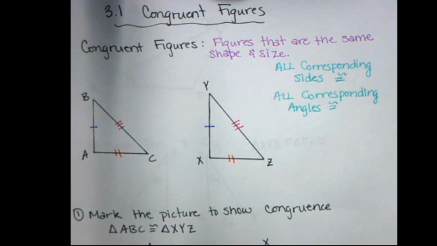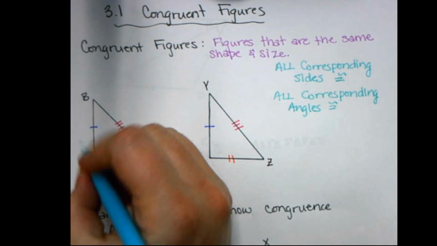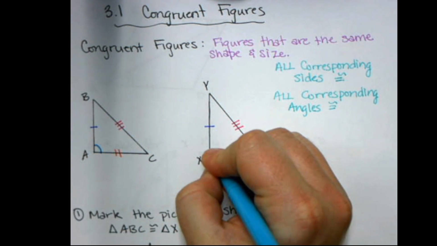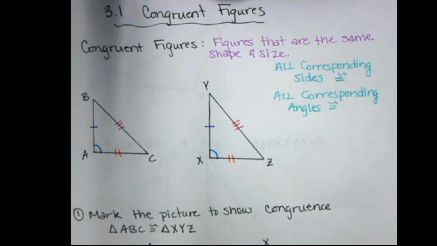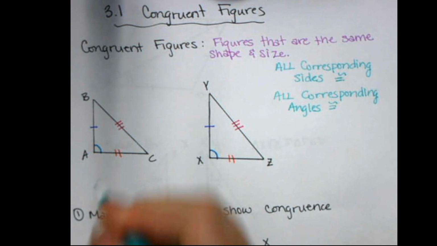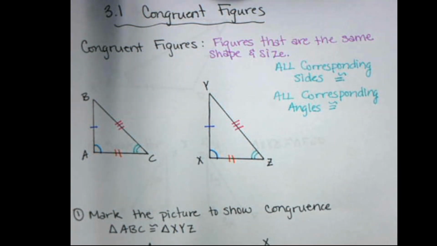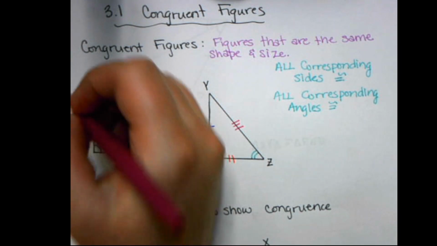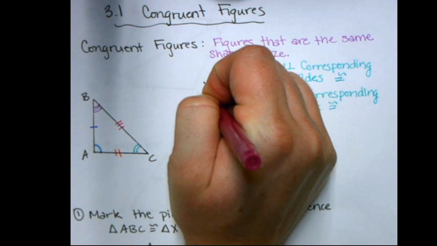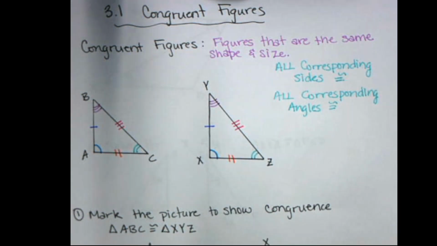We can employ the same idea for the angles. So angle A is congruent to angle X, so I put one arc. Angle C is congruent to angle Z, so I put 2. And then angle B is congruent to angle Y, and I put 3. So the number of markings that you see on a side or an angle helps us to identify which angle corresponds with which angle, as well as side to side.